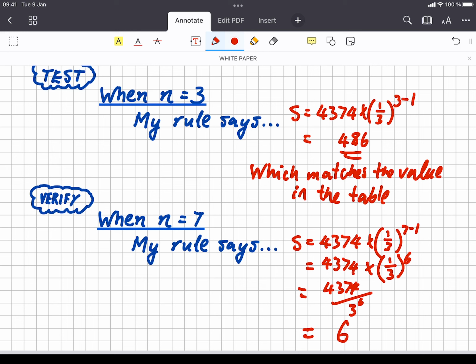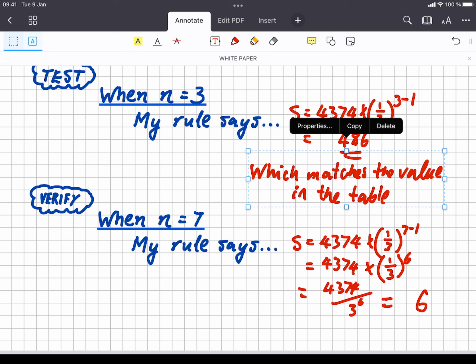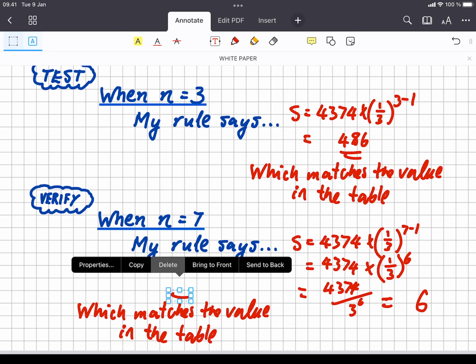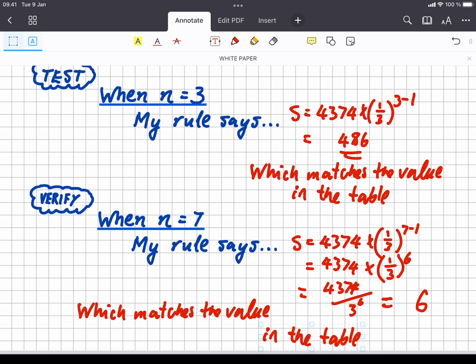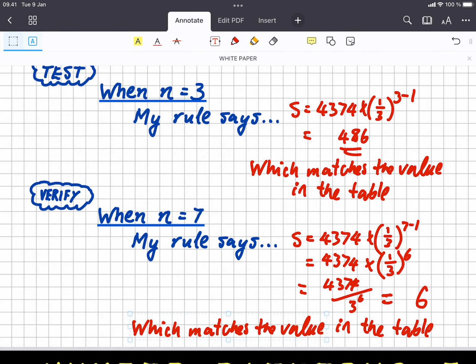And then you just want to make the final observation. I'm just going to sneak this up there so that I can copy and paste this bit that says which matches the value in the table. Copy and paste that over there, get rid of that and put that there. And that's pretty much job done for that question.